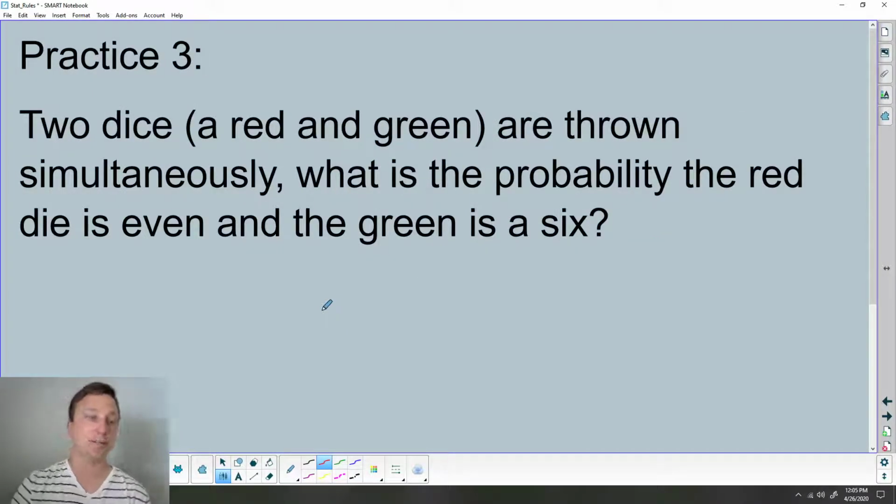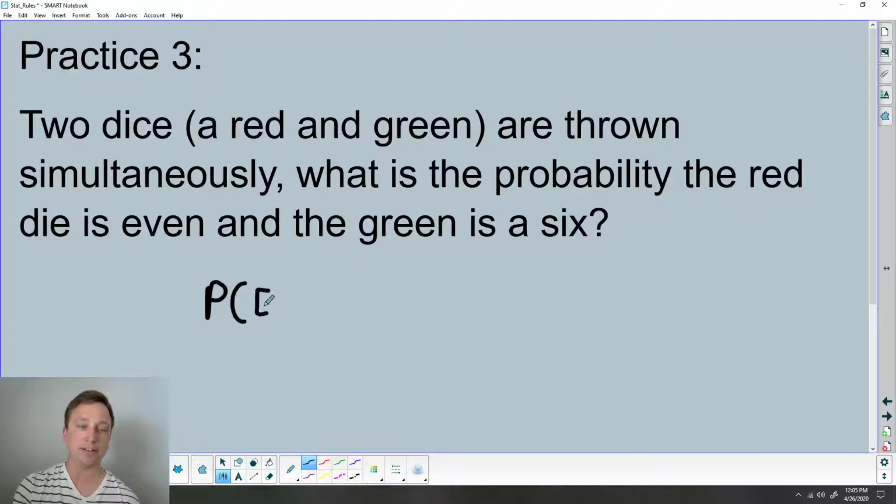All right, last question. Two dice are thrown, a red one and a green one, simultaneously. What's the probability of the red die being even and the green die being a 6? So what we want here is the probability of even on the first die and a 6 on the second die. These are independent events.